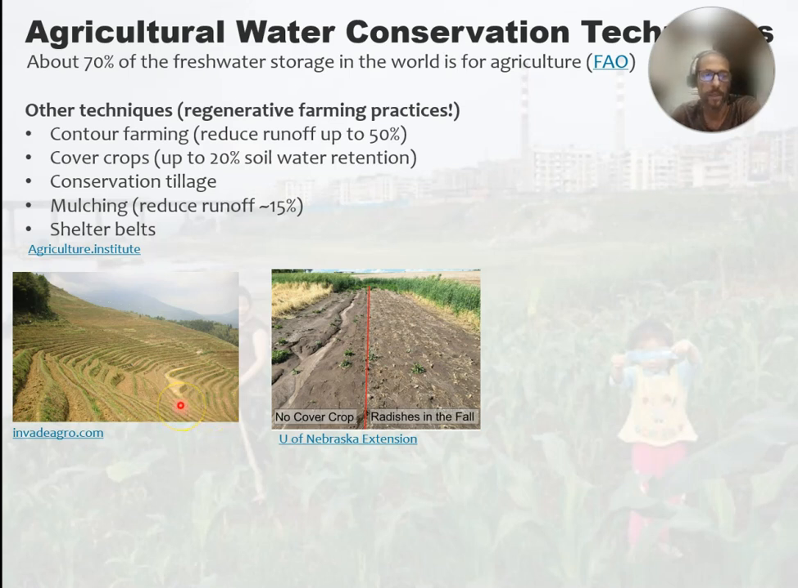So, one of the best ways to reduce water use in farms is just to make sure that the water actually hits some sort of vegetation. So it slows it down and allows it to soak in. So that's contour farming. That can reduce runoff by up to 50%. By the way, this also reduces soil runoff, so it conserves soil. That's also really important.